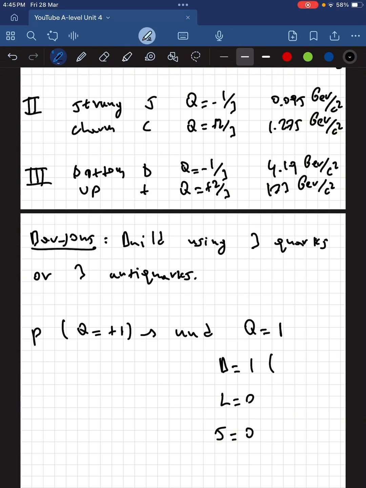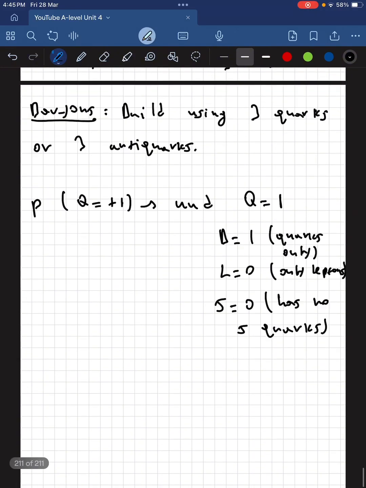Okay, so the baryon number comes from the quarks only. The lepton number is only there when we deal with leptons. And the strangeness is related to the s quarks. The proton has no s quarks, so what I'm trying to say is that its strangeness is 0.